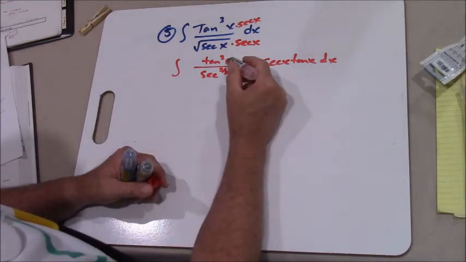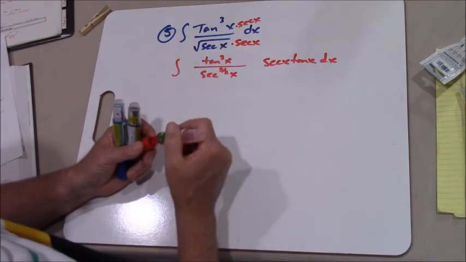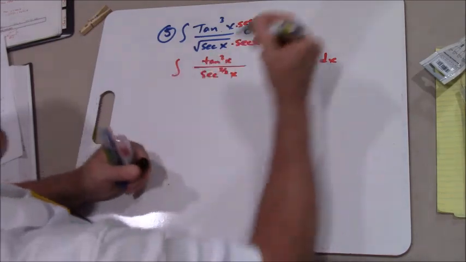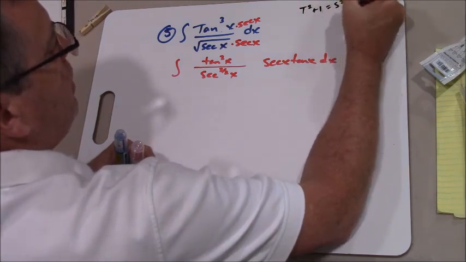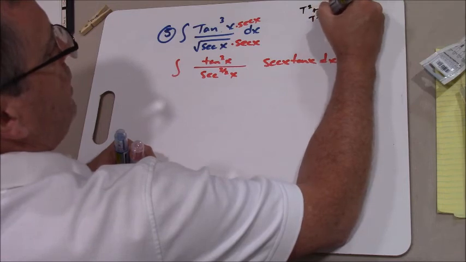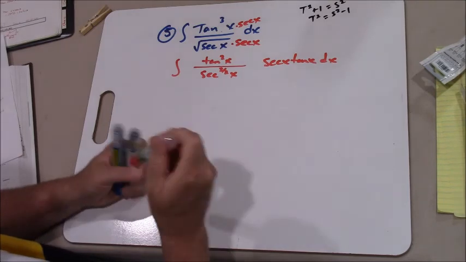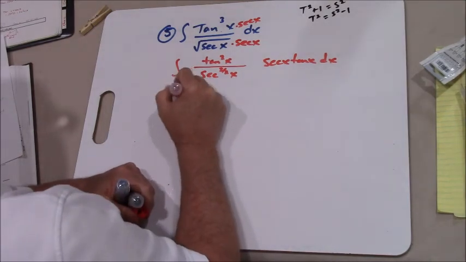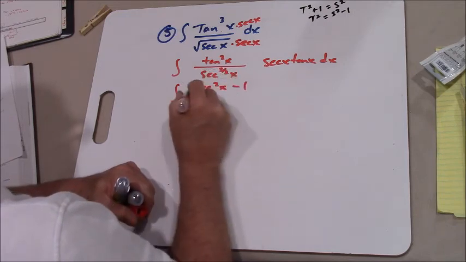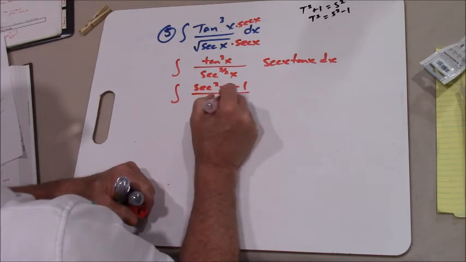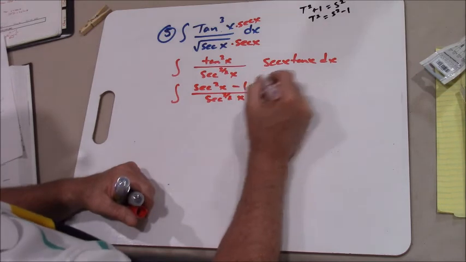And what I want to do is convert what's left to secants up here. All right, so again, we know that tangent squared plus 1 is equal to secant squared. So tangent squared is equal to secant squared minus 1. So I've got the integral of secant squared of x minus 1 over secant to the 3/2 of x times all this.